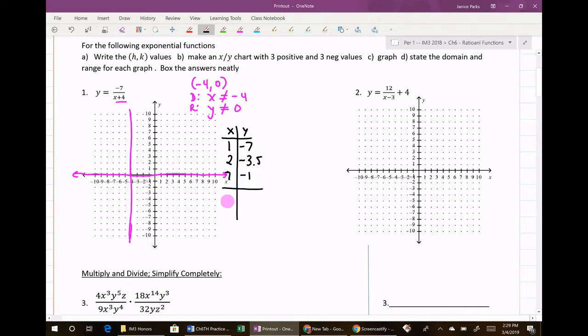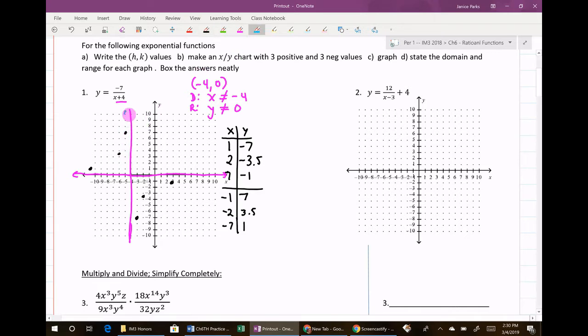Then I'm going to reverse those numbers. So -1 times 7, -2 times 3.5, and -7 times 1. So 1, -7, 2, 1, 2, 3.5. If you want to do 3.5 and 2, you can also do that point. And then 7 and 1. Same thing on the other side. So -7 and 1. -2, 1, 2, 3.5. And then -1 and 7.